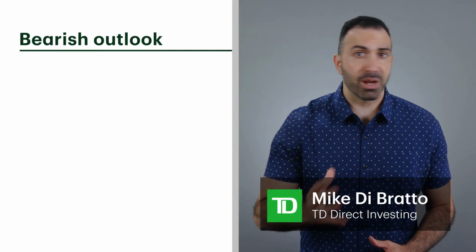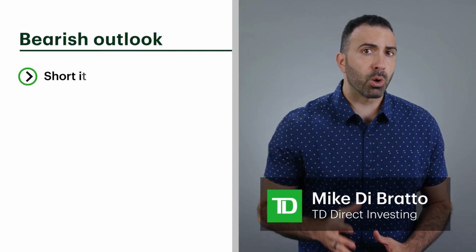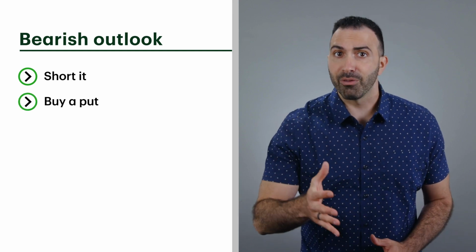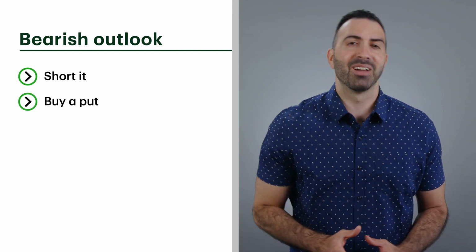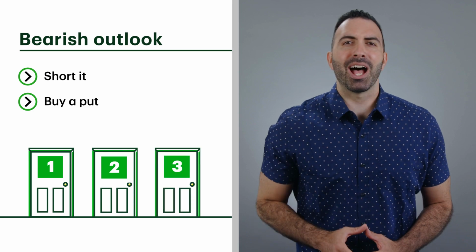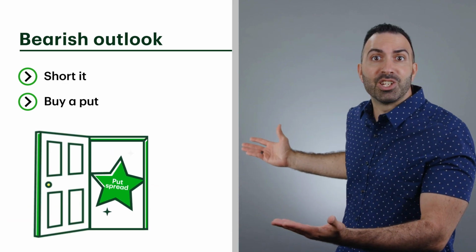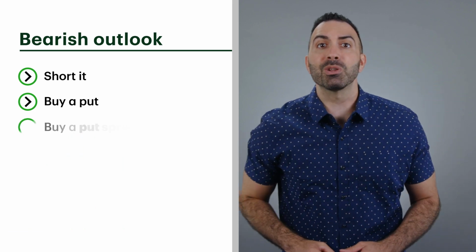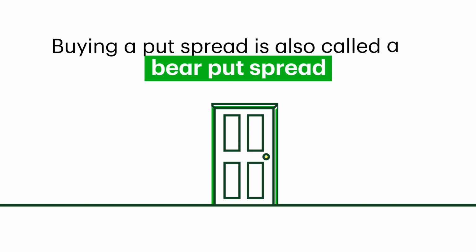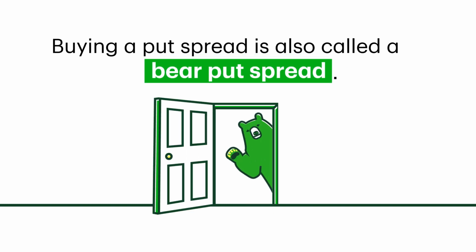When a trader has a bearish outlook on a stock, they can short it or buy a put on it. However, there's another option available to them. Let's see what's behind door number 3. It's a brand new option strategy. That's right, it's buying what's called a put spread. And because this put spread is a bearish trade, it's also known as a bear put spread.